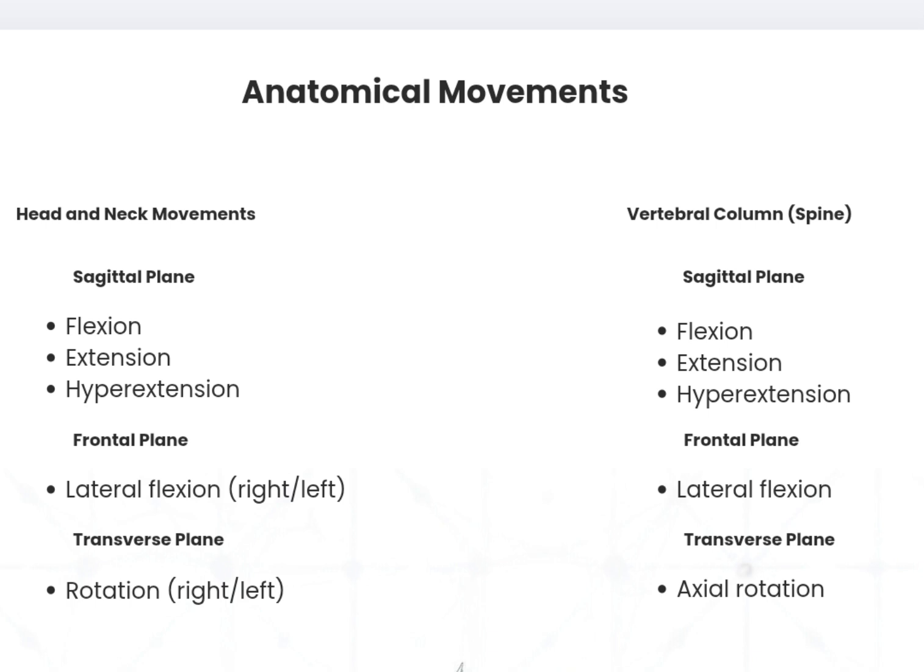Frontal plane mechanics. Lateral flexion, bending the torso directly to the left or right side. This introduces a combination of compressive stress on the ipsilateral, same side of the spine and tensile stress on the contralateral, opposite side. Transverse plane mechanics. Axial rotation, twisting the torso around the central vertical axis of the body.